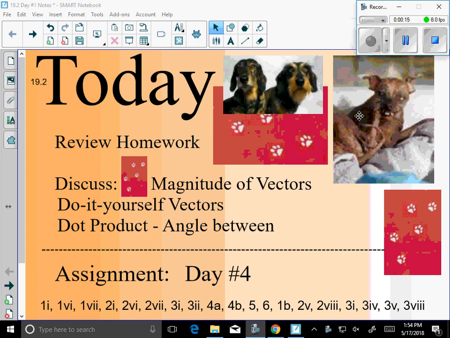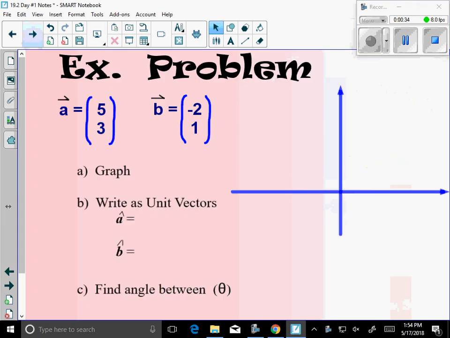Okay, so today we're going to talk about the magnitude of vectors a little bit more. We're going to talk about do-it-yourself vectors. Don't worry about it. And then we're going to talk about the dot product. Now, with that being said, today you're going to need your calculator. So take your calculator out, and let's get started.